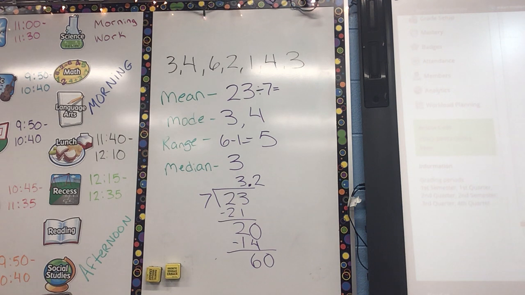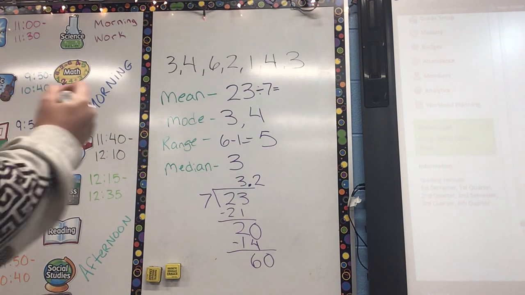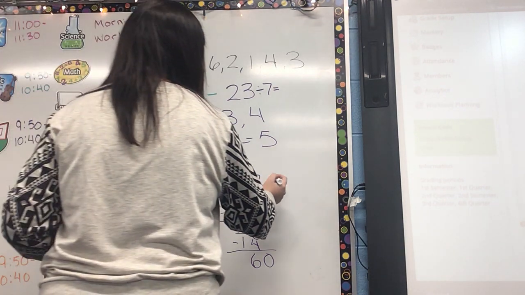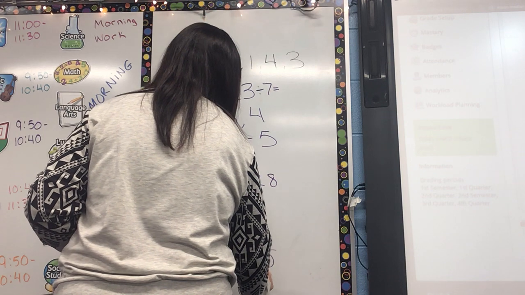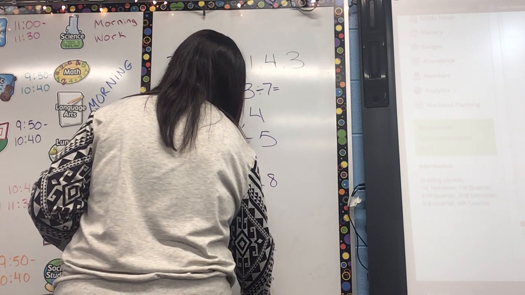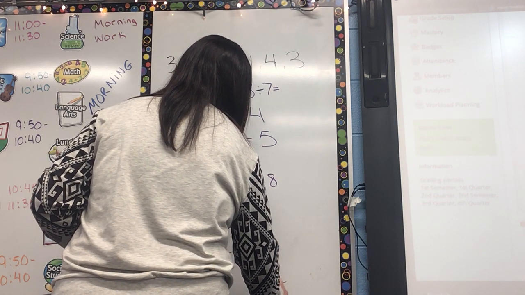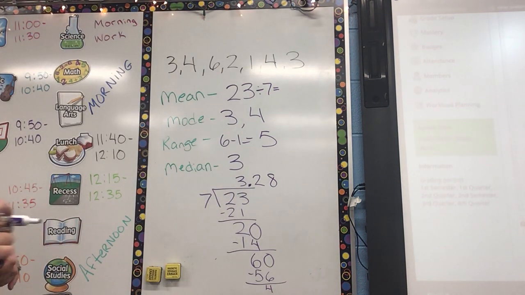You've got to think about it for a minute. I'll tell you, ready? 8, because 7 times 8 is 56. Am I done? No.